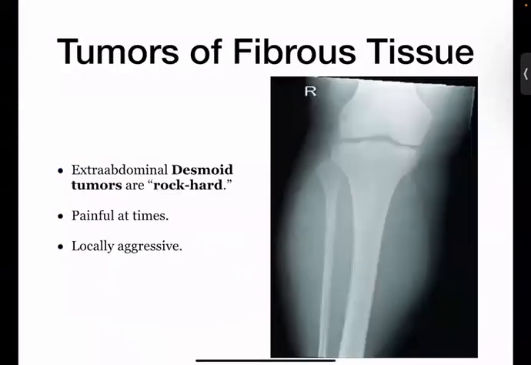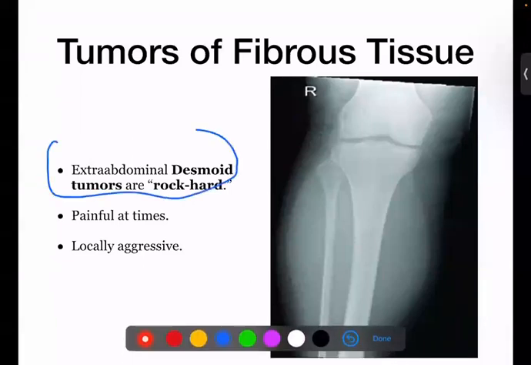Right. Tumors of fibrous tissue, like desmoid tumors or desmoid fibromatosis. أكيد أغلبكم سمعتوا عن palmar fibromatosis and plantar fibromatosis. Those are benign entities and those are not pathological. While desmoid fibromatosis is a pathology, and it's sometimes or most of the times it becomes painful.